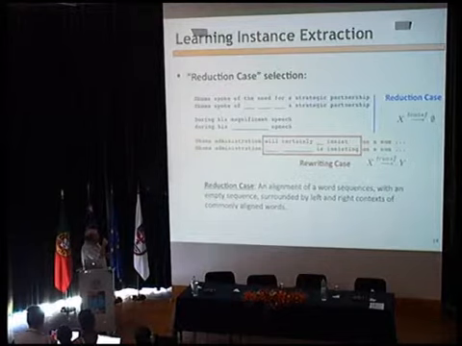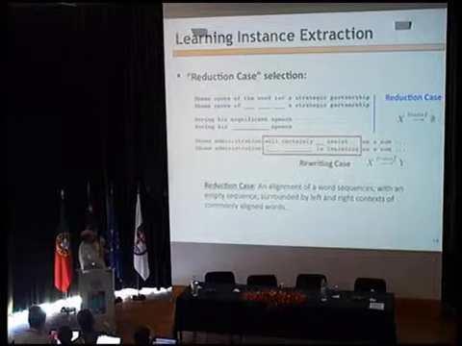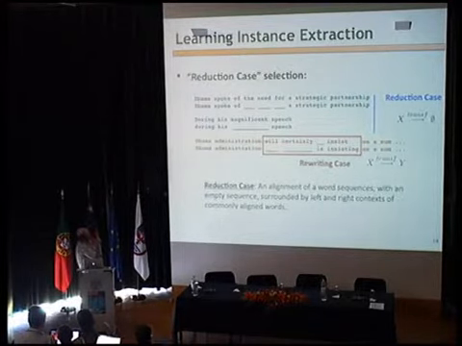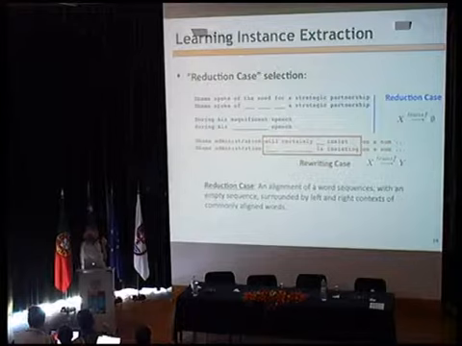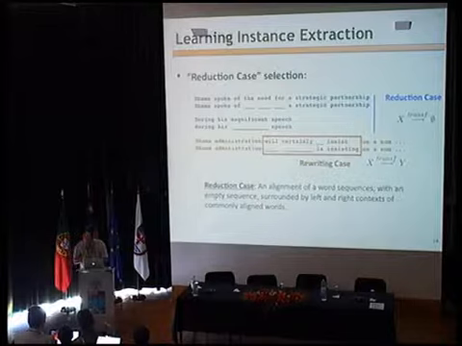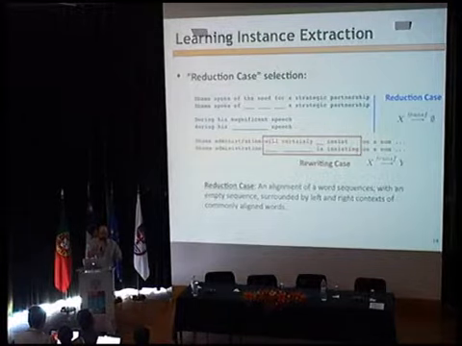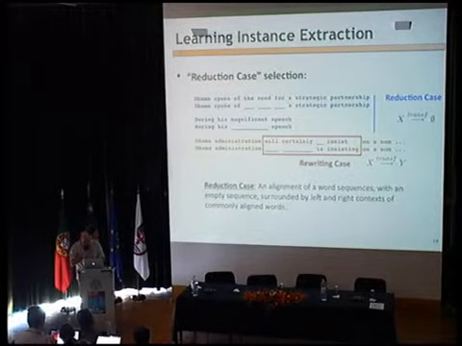A reduction case is simply a sequence of words aligned with an empty sequence, surrounded by left and right contexts of equally aligned words. We see this as evidence for inducing rules or patterns about sentence simplification.